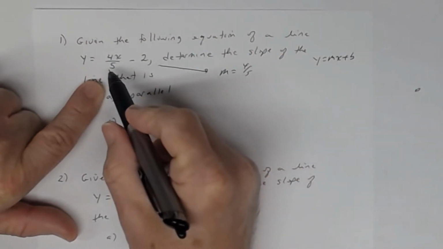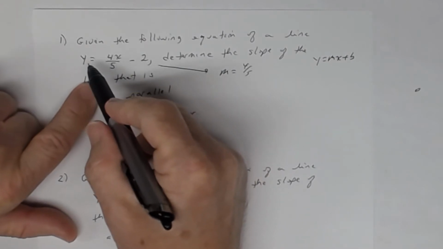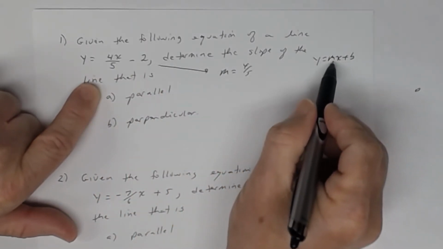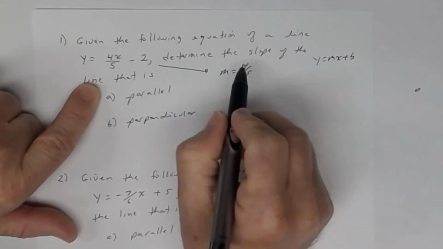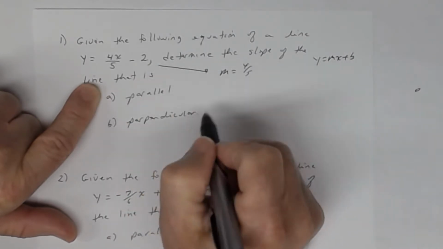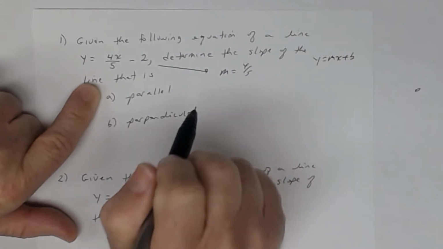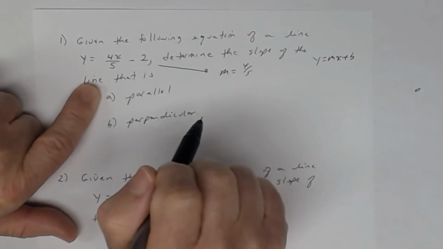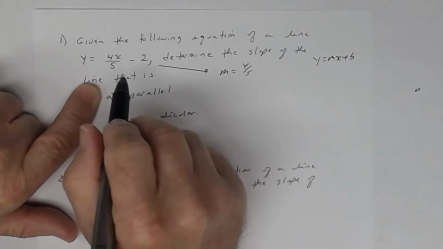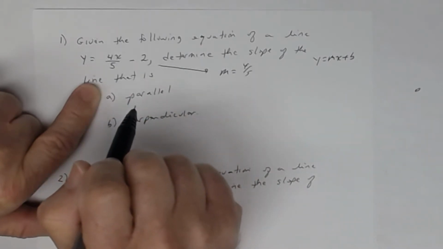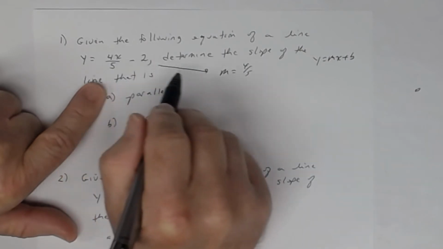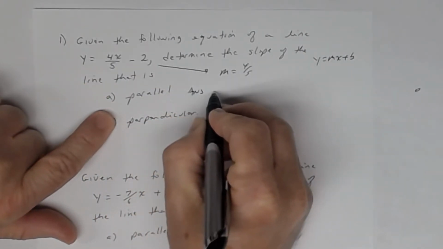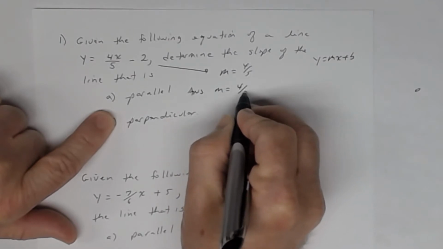So remember, this is in slope-intercept form. Whenever you have y by itself, remember that's slope-intercept form. So the coefficient of x is your slope. The y-intercept's not needed at all in here. You don't need to know what that y-intercept is. All you need to know is what is that slope. That's all you need to know. So the slope of this line is 4/5. So the slope of a line parallel to it is also going to be 4/5.